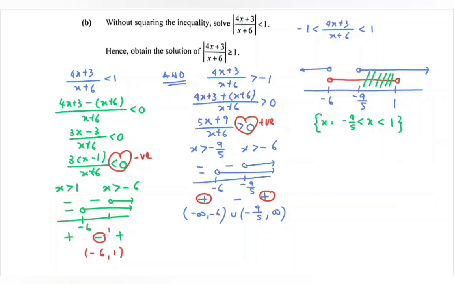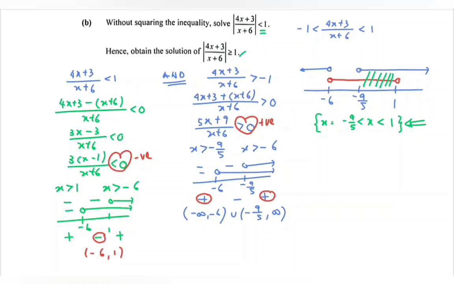Next, refer to the question: hence, obtain the solution if we have the modulus of (4x + 3)/(x + 6) is greater than or equals to 1. So for this case, we have less than 1, so that would be the answer.